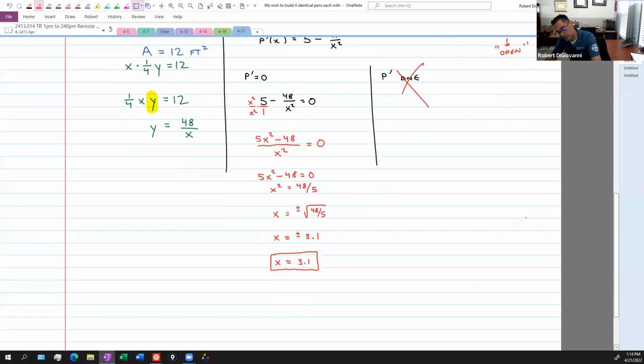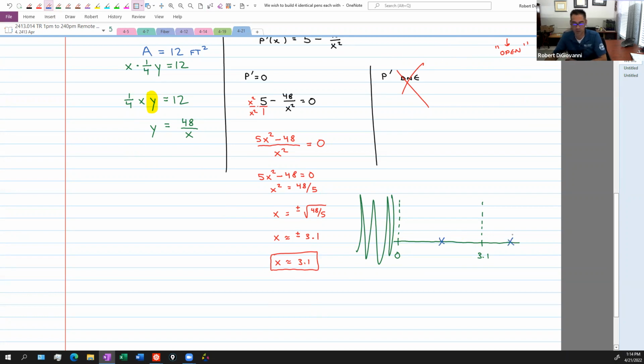So I'm going to put my critical number down on my number line. It's my next step. 3.1. And then I am going to put 0 here because I just want to remind you that there is nothing over here. You can't pick anything over there. So make sure your test points are between here, somewhere in here, somewhere in here, two test points.